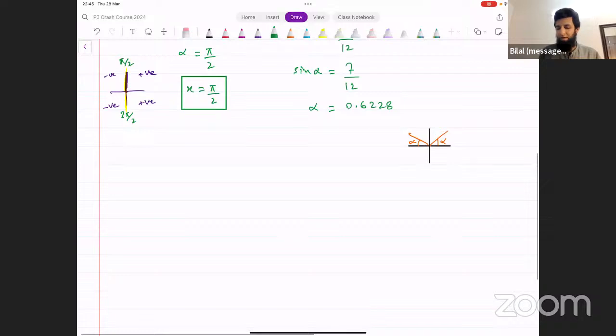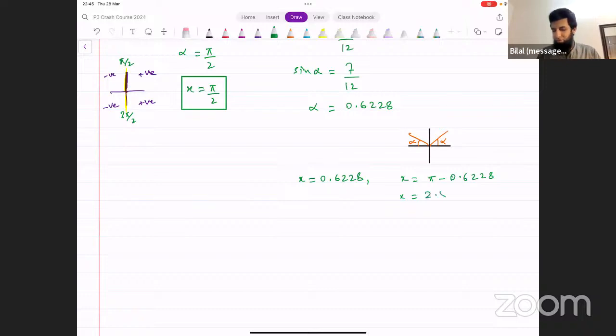So you have one value in the first quadrant, that's going to be 0.6228. And in the second quadrant, it's going to be pi minus 0.6228. And that should give you some result as well. You have three possible answers from this. Pi minus this is going to give you 2.5185187. And these are three possible values of x that you have.